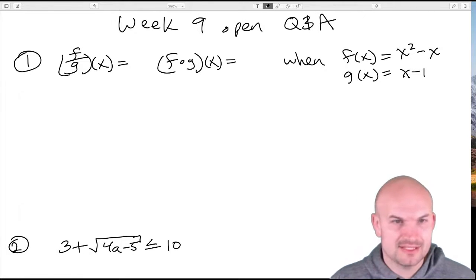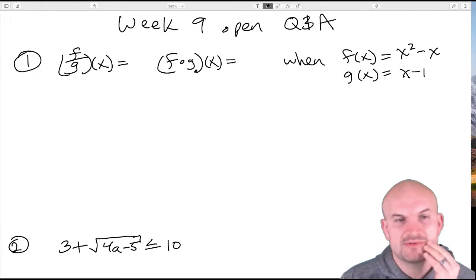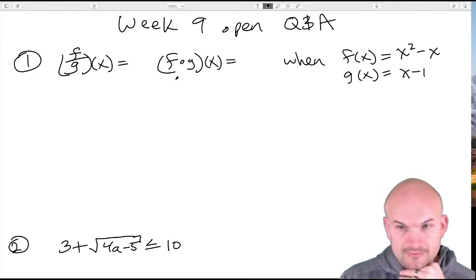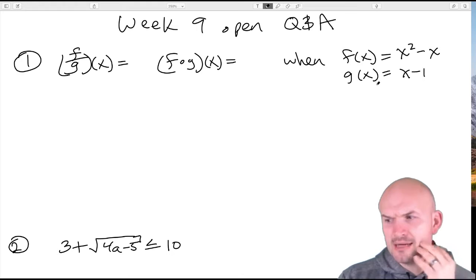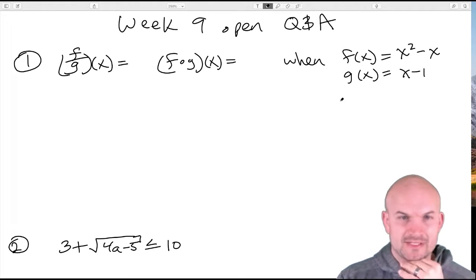All right, guys, let's go ahead and get started. So on the first one, the composition, so we have composition. So we have division of two functions as well as the composition. So I just kind of chose two functions here, f of x equals x squared minus x and g of x equals x minus 1.